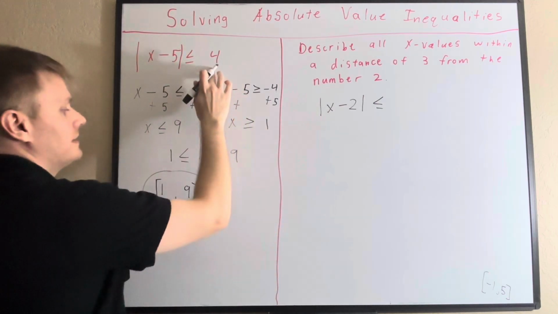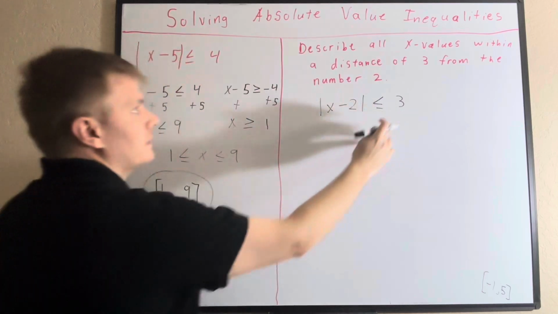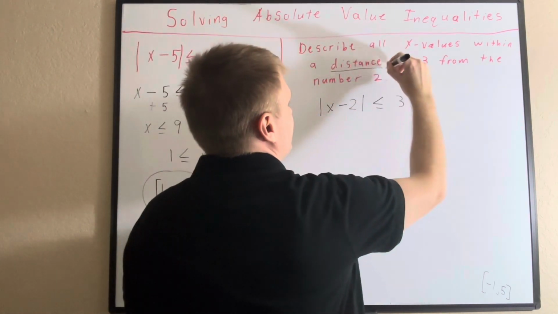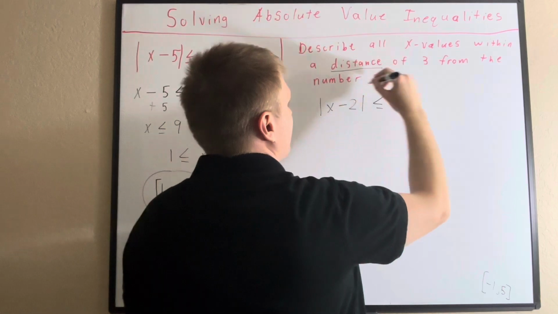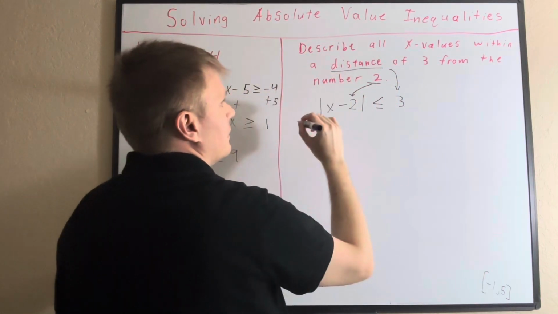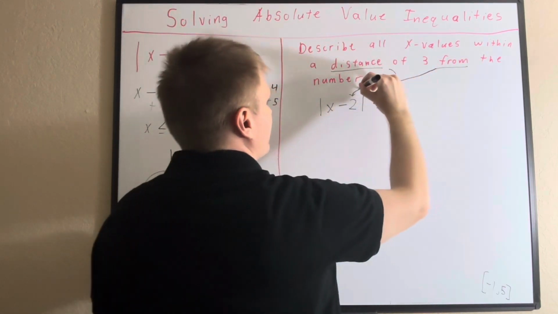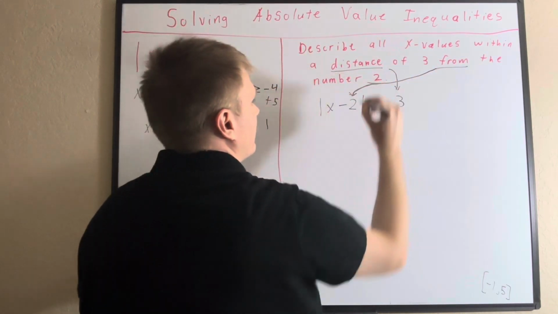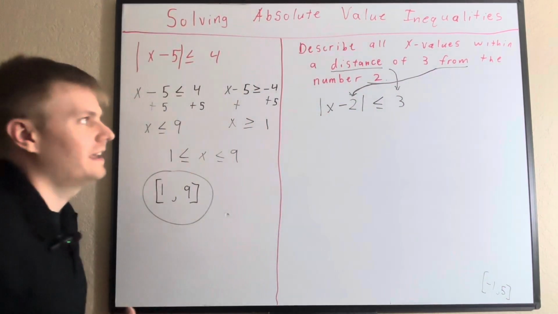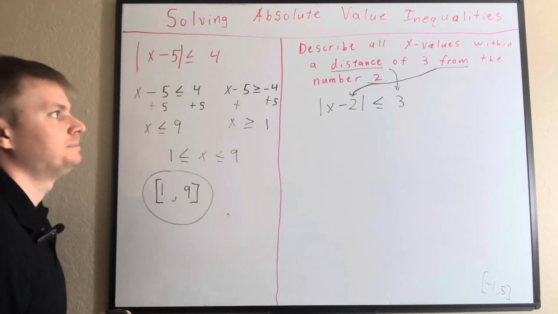And it's a distance of 3. So the distance goes over here, right? So distance goes here. And the from number goes here. This is the distance from that number. Why does that make sense? Why did the numbers come out that way?